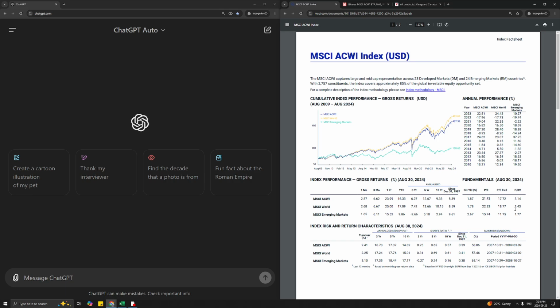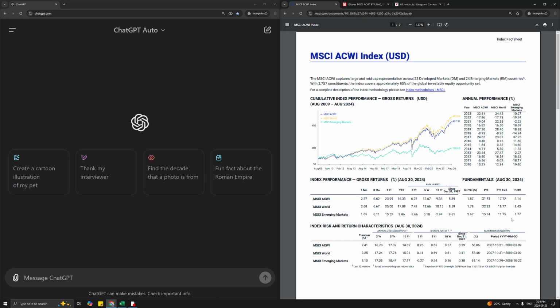And then price to book value, that's basically what's the book value of the assets? So assets minus liabilities. And then what is the price divided by that number? So this is basically saying the stock of the world markets is way more than that of the emerging markets by almost double.